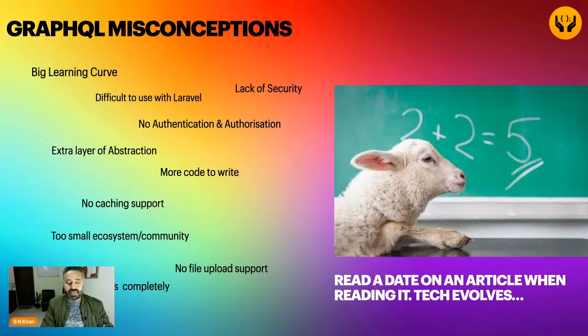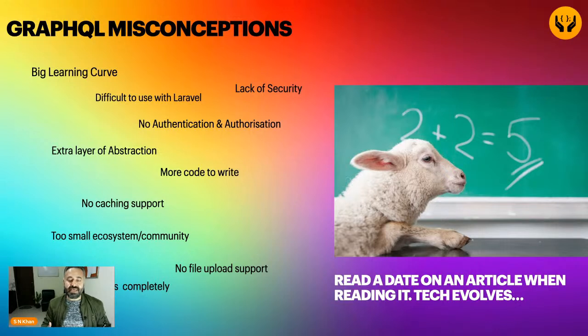Then they would say, okay, there's too small a community. For example, if you run into a problem, you might have an issue finding a solution. There's no file upload support. Then I have to leave REST API completely and work completely with GraphQL. Well, as far as my research is concerned, most of the people who have written such stuff wrote it in 2017, and we don't read the date on the article, and we say, oh, GraphQL has this, GraphQL has that. Most of this has already been solved, and tech evolves.